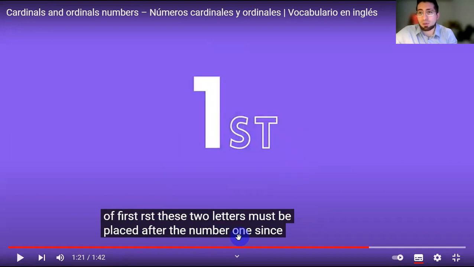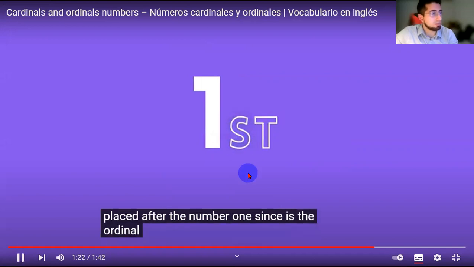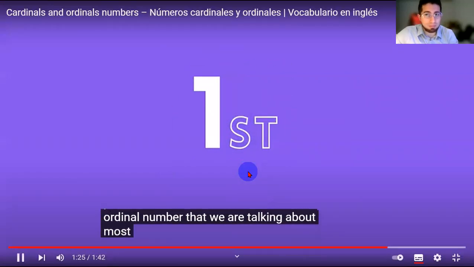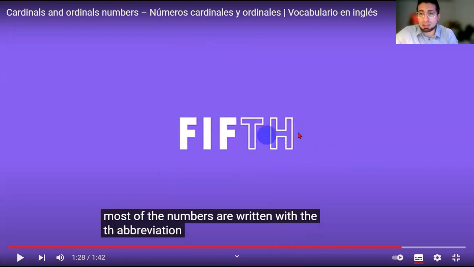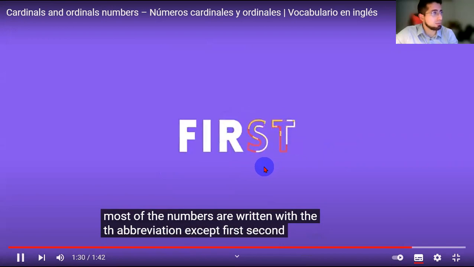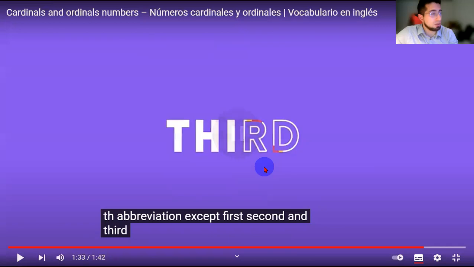Okay, so for example, when we're talking about dates, cuando hablamos de fechas or positions o posiciones, right? We use abbreviations. Utilizamos la abreviación ST para el número primero. Since it is the ordinal number that we are talking about. Most of the numbers are written with the TH abbreviation. So if you see, most of the numbers, la mayoría de números tienen la TH, right? At the end, al final. And this is how, y así es como, we identify them, los identificamos. Except first, second, and third. Okay, exceptuando first, second, and third. Primero, segundo, y tercero. The others, los otros, TH.